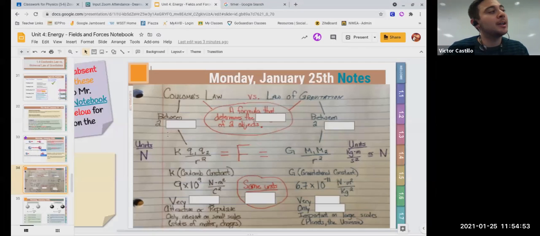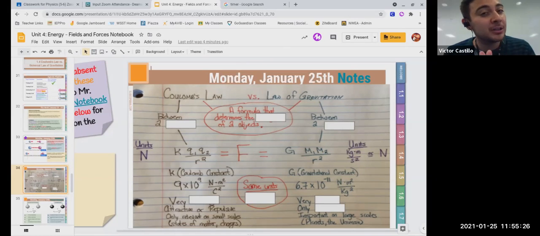So basically we're going to talk about Coulomb's law and the law of gravitation. We want to know how strong these fields and forces are. How strong is the magnetic field? How strong is an electric field? How strong is a gravitational field? In order to know that, we need to apply laws, apply formulas that give us a value that tells us how strong or how weak this field is. So this is where Coulomb's law and the law of gravitation come into play.